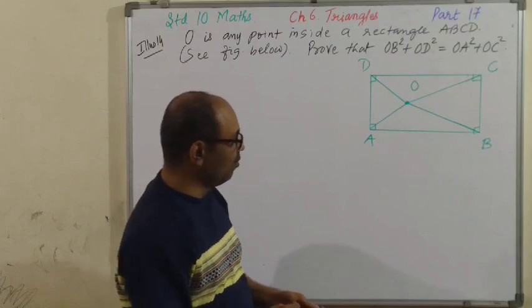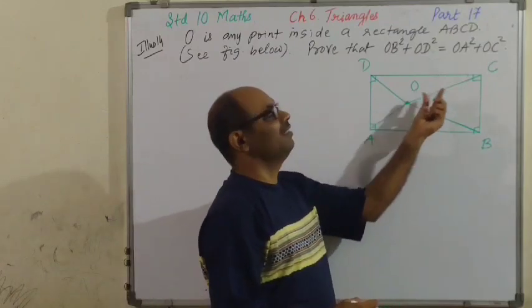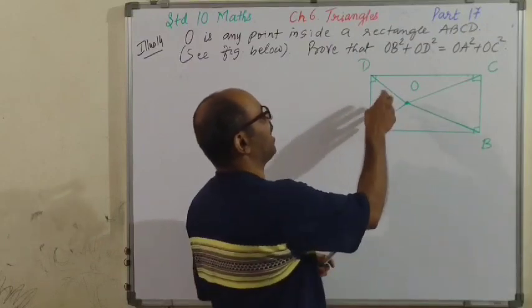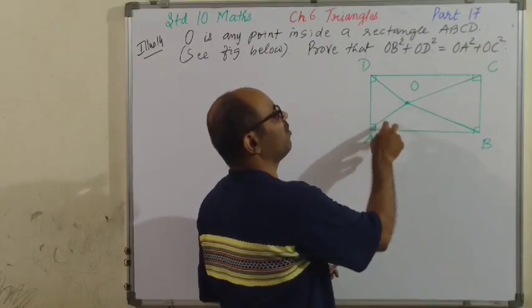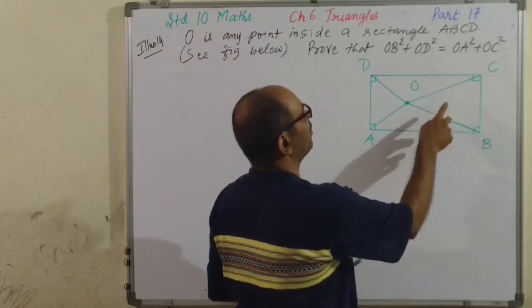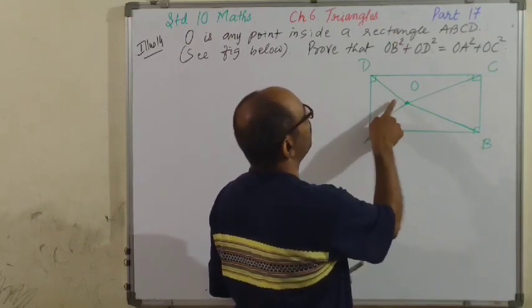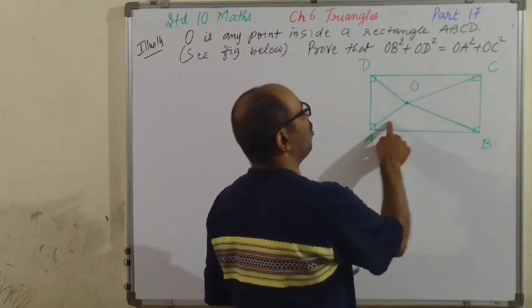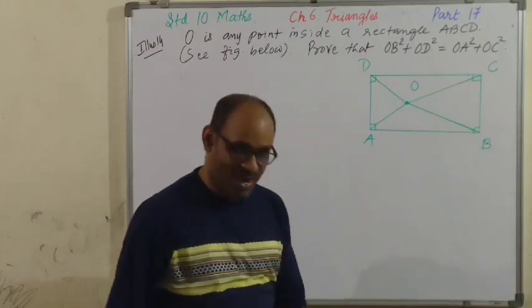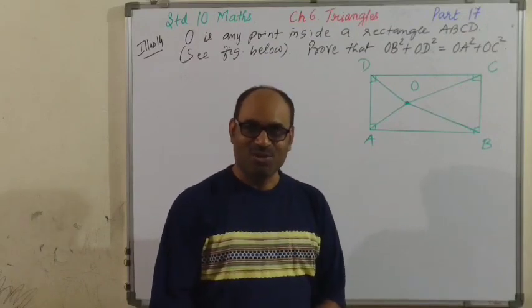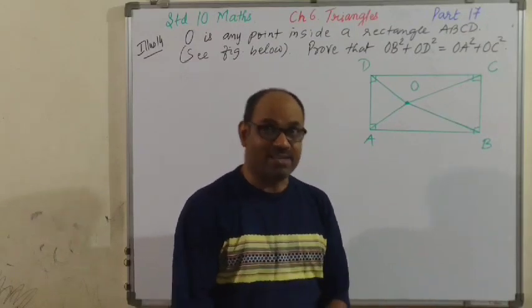We have to prove OB square plus OD square is equal to OA square plus OC square. Again squares. So we should look for right triangles.